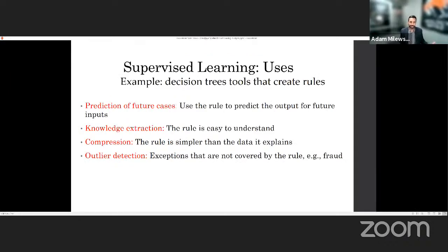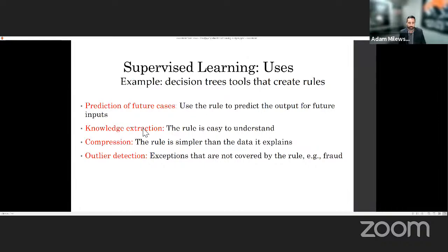So I'm going to go through examples of one of them, supervised learning. So this is an example of how we can use a decision tree tool that creates rules. Why do we do that? Well, maybe perhaps we want to predict a future case. So we use a rule to predict the output for future inputs. So, an example of that would be, we want to use some combination of data to predict that groundwater changes in the future will have an impact on lake levels, for example.